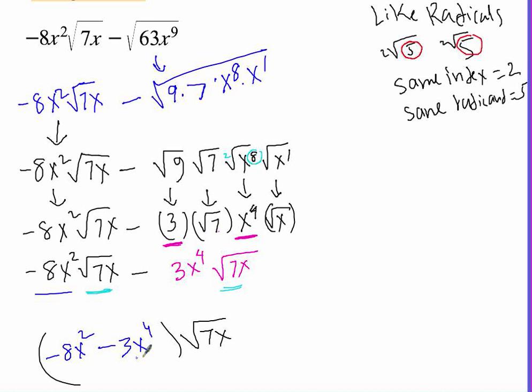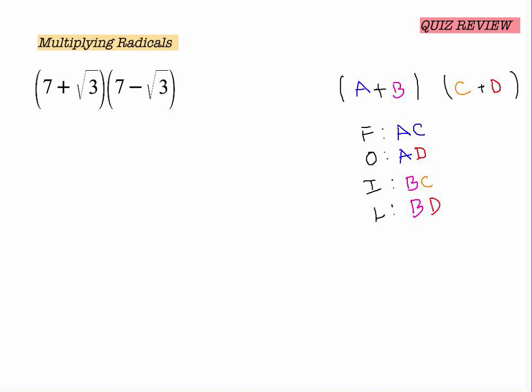Now these are not like terms. One of them has x to the power of 4, the other one has x to the power of 2. So we'll just leave them as they are, and we'll move to the next example.